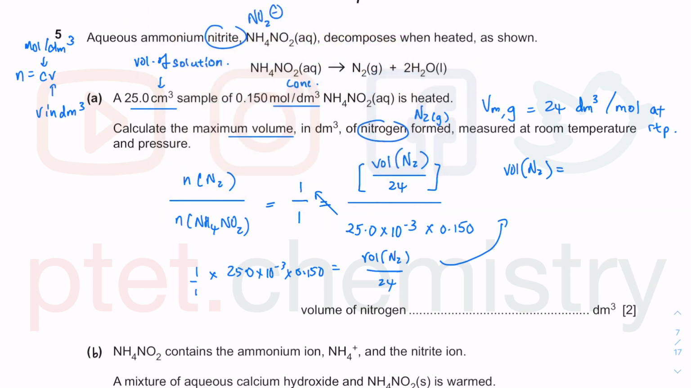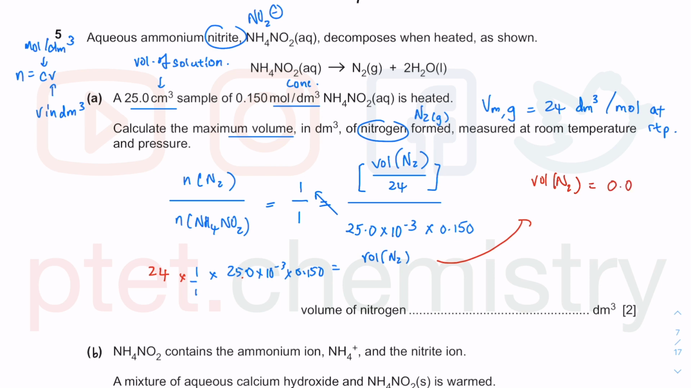Actually, what I'm going to do is I'm going to cross out the 24 here, and then I'm going to times 24 because I moved the 24 up there. All right, so I just do it in 1 step rather than 2 steps. What do I get next? I just need to press my calculator. So 24 times 1 over 1 times 25.0 times 10 to the minus 3 times 0.150. Make sure you know how to press your calculator correctly.